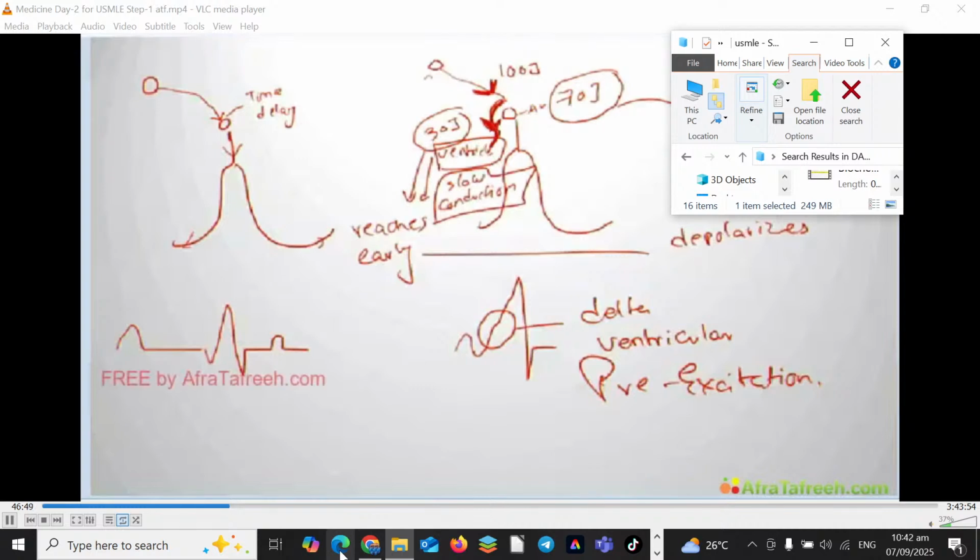If these conduction fibers conduct at 10 meter per second, the ventricles conduct at say 0.1 meter per second. This is 100 times faster. So after the AV nodal delay, it will go 100 times faster into the myocardium. Is it clear?